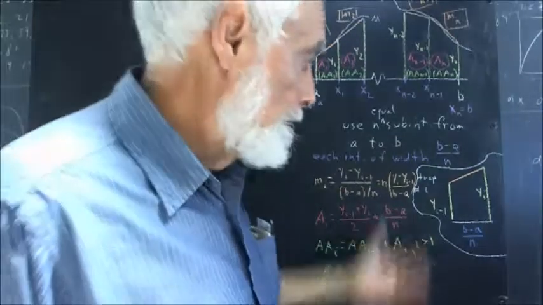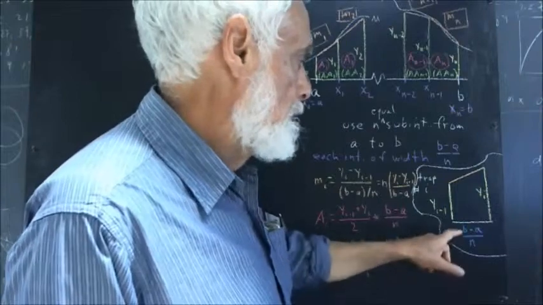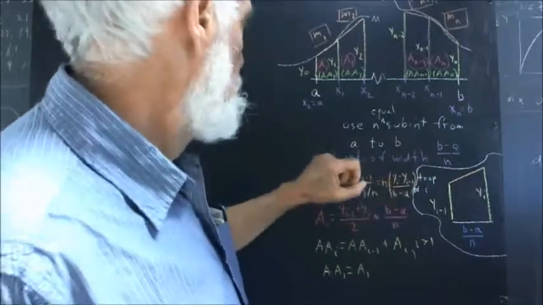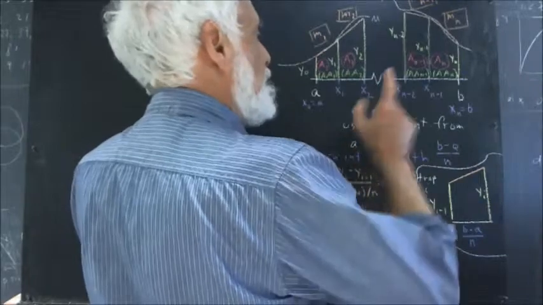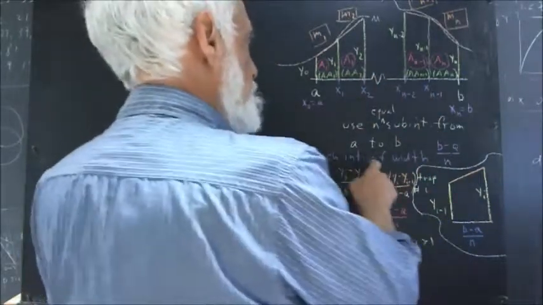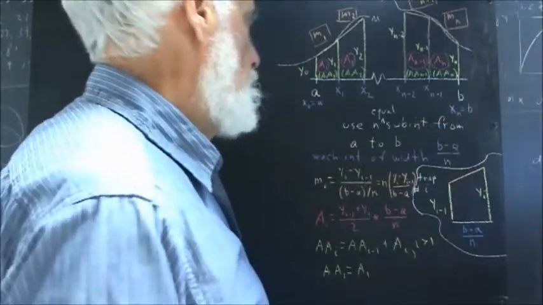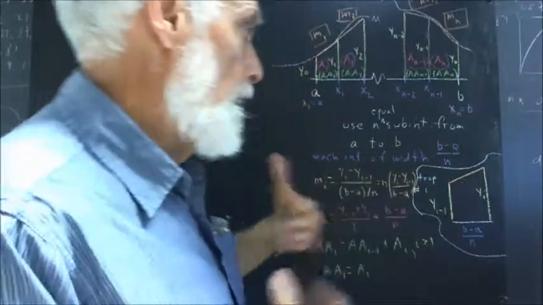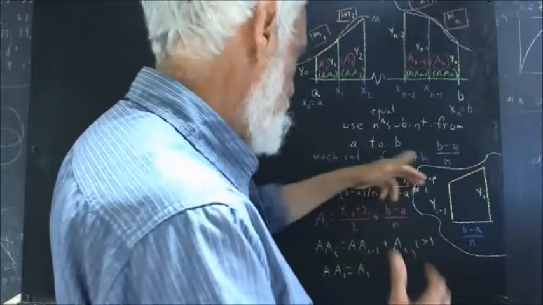But the ith trapezoid is going to look a whole lot like it did before. The only difference is we're going to have b minus a divided by n, because in order to get the width of an interval, we have to divide this distance, which is b minus a, by the number of subdivisions. So each interval is going to have width b minus a over n, rather than the b minus a over 4 that we used previously. So if we use n equal subintervals from a to b, then there's the width, and that has to be the width of our typical ith interval. And I could be any number. That's going to be the width of every interval, no matter what I is.